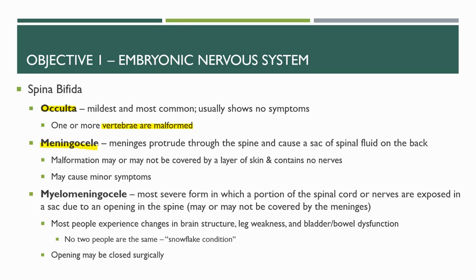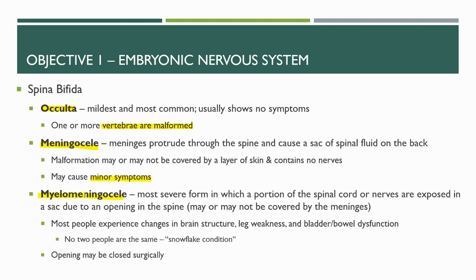The next type is meningocele, okay, and this is where the meninges, those protective layers outside of the central nervous system, like the dura mater, arachnoid mater, or pia mater, they actually protrude through the spine and they create this sac on the back of the baby. And so sometimes that malformation is covered by skin and sometimes it's not. But usually this one is pretty easy to fix. They can go in utero and do surgery oftentimes and correct it. But because this really doesn't have nerves, you're not going to necessarily experience major nerve damage or nerve complications.